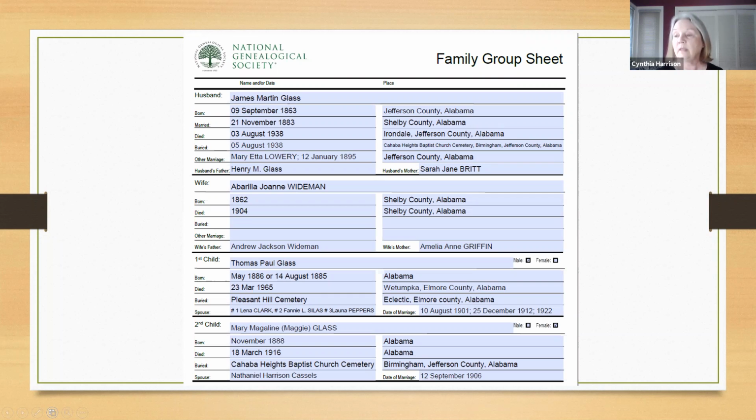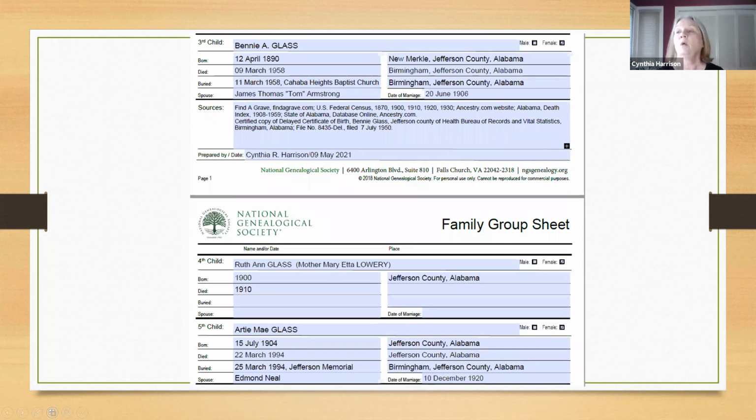And I started with the first child, their information. Thomas was married several times. And so I've got that information there of what we know. And then on the next page, we have this continued where you've got Benny Glass, which is my great-grandmother, her husband, their marriage date. And you see sources.